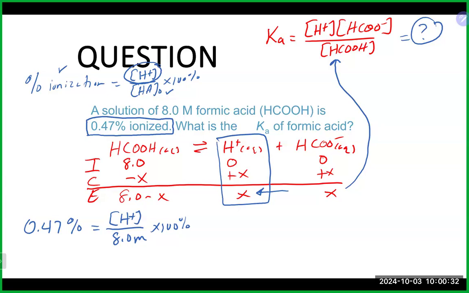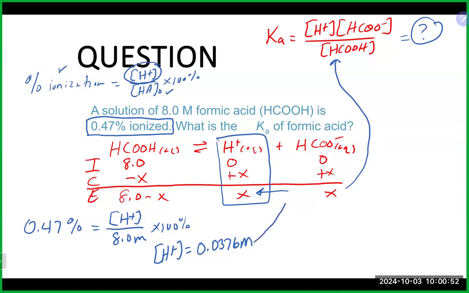0.47 times 8 divided by 100. That is going to give us an H plus concentration at equilibrium of 0.0376 molar. Questions on that there? Once again, that's really important because now I can connect my arrow.